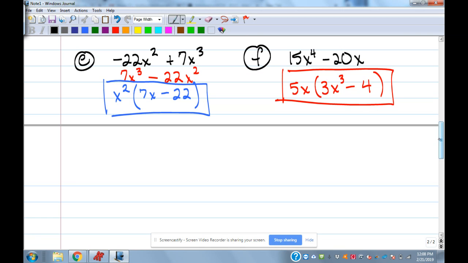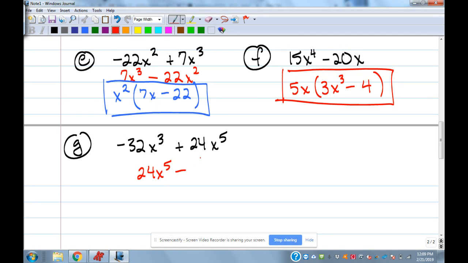Scroll back up. We can still see that one. Let's do this one. Negative 32x cubed plus 24x to the fifth. Just kind of mixing it in here. Is that one in the right order? No. So what do we do? Switch them. So what's the right order then? 24x to the fifth minus 32x to the third.